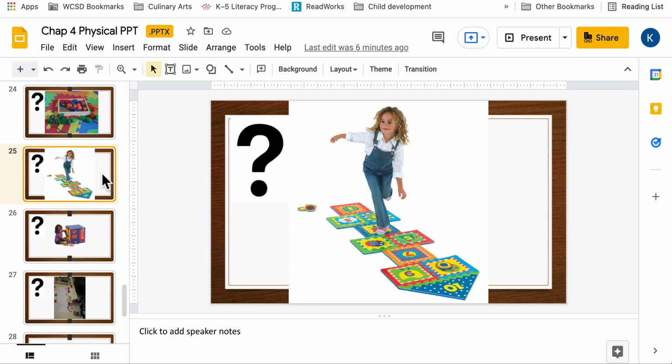How about this one? We've got the hopscotch. Would that be gross motor or fine motor? Totally gross motor. I think you're getting the hang of it. Even though I'm not there, I'm pretty sure you're getting the hang of it. I'm being very subjective right now. So we'll see if I'm right when I come back and join you again in class.